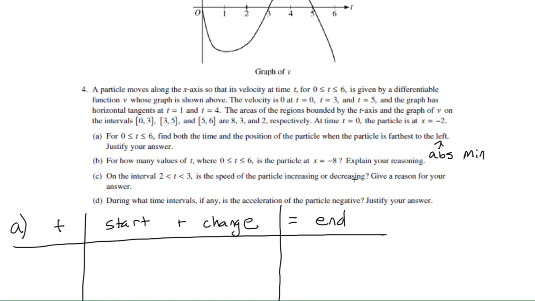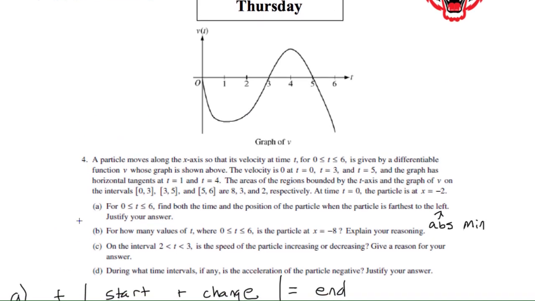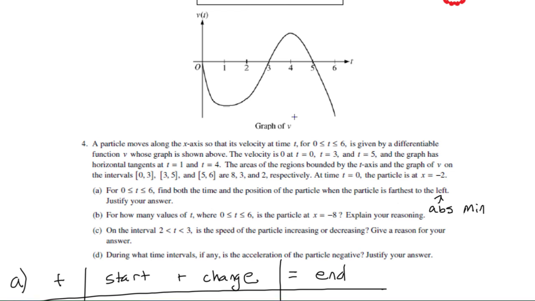All right, so what are our bounds? 0 and 6. We also need to find CVs as well. Because this is a graph of V, our CVs are going to be what? V is kind of like the graph of the derivative of position, right? So would it be 4? No, not 4. It'd be in between 1 and 3.